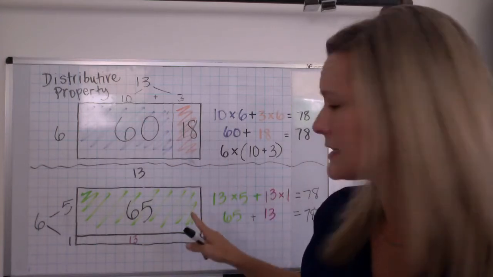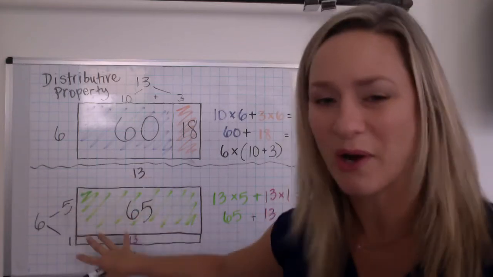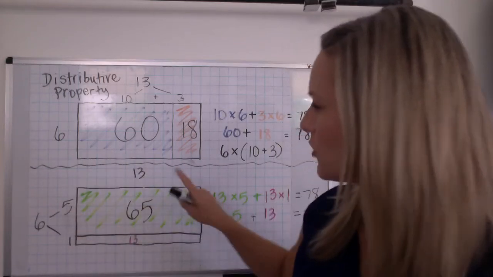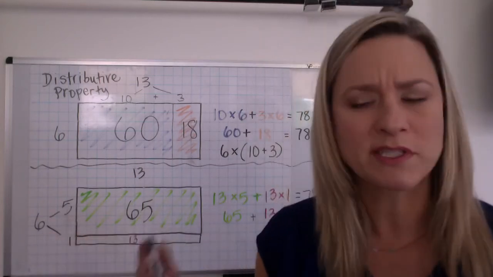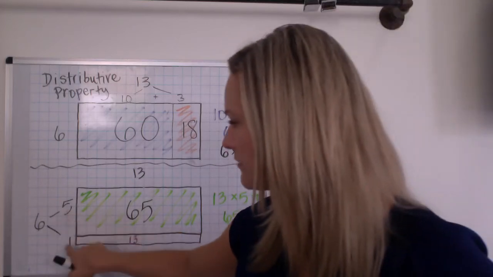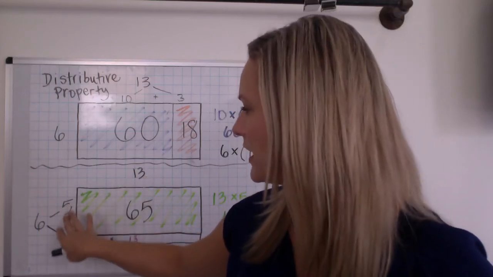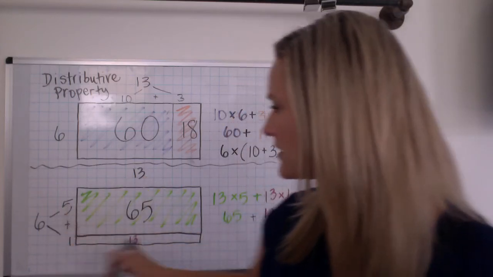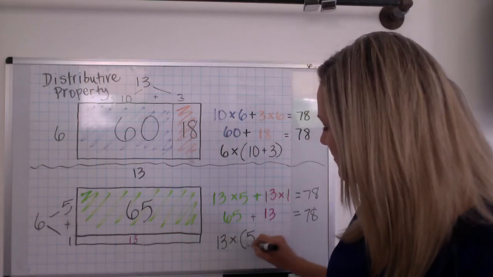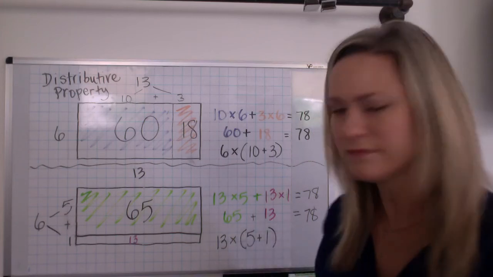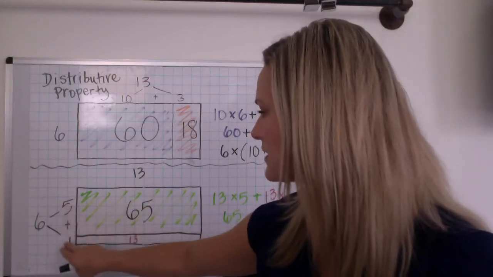Okay, so let's see. How would you write the break apart for this one here? So think about what was broken apart. The 6 was broken apart. What was it broken apart into? 5 and 1. And we did 13, and then we multiplied it by the 5 plus the 1. So 13 times 5 plus 1. So can you match that back to the picture? 13 times 5 plus 1.